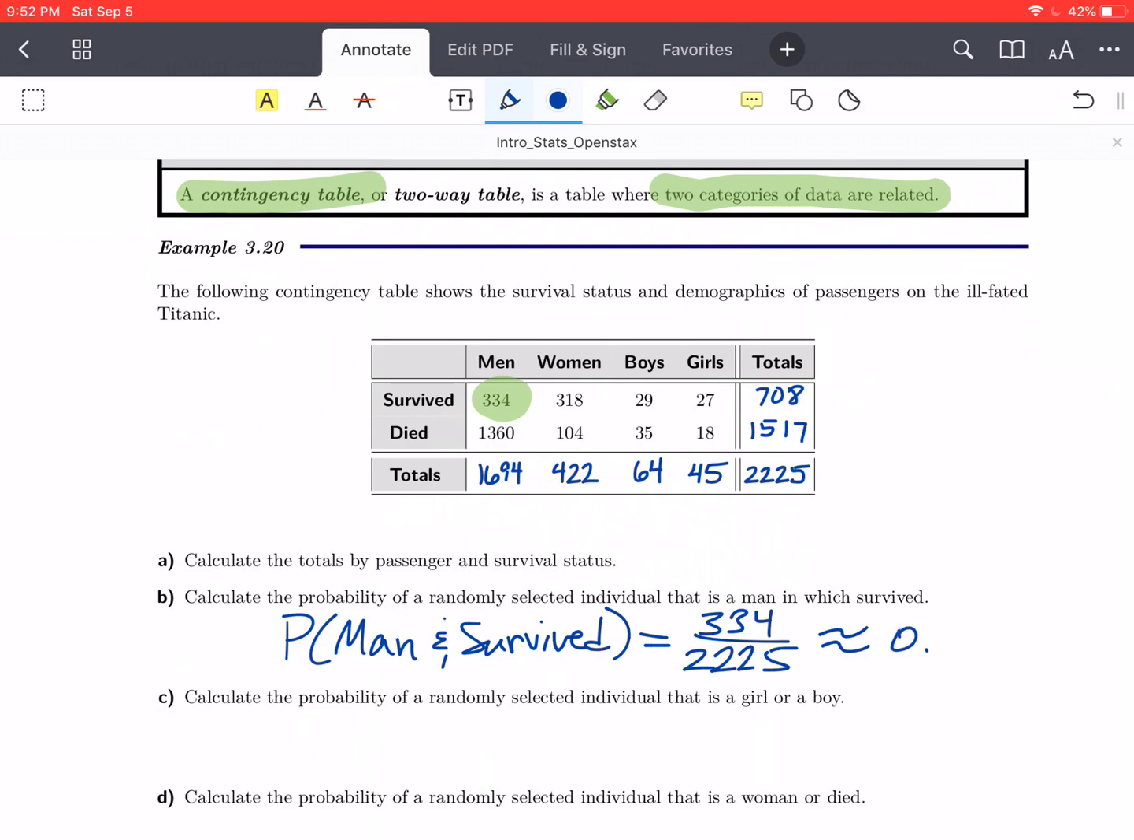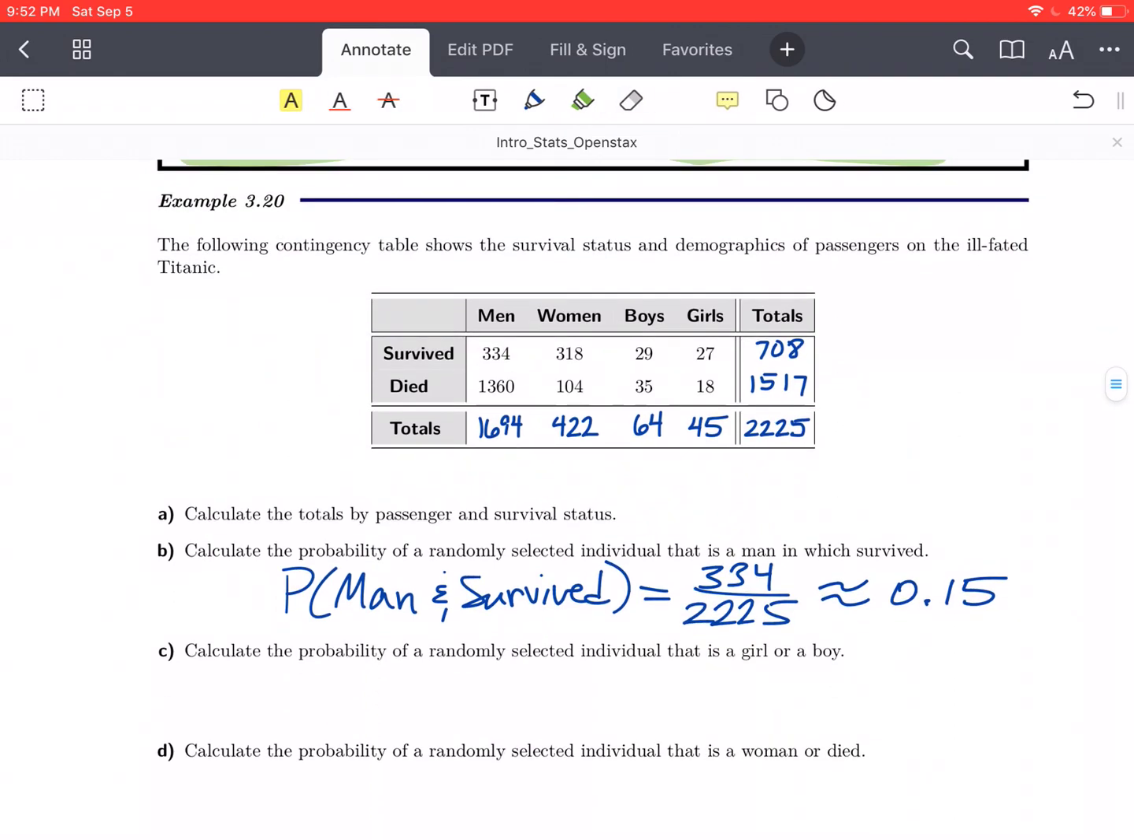which is approximately 0.15. So about 15%. So it's not looking too good if you're looking for men that survived. You've got about a 15% chance that any randomly selected person was a man that survived.